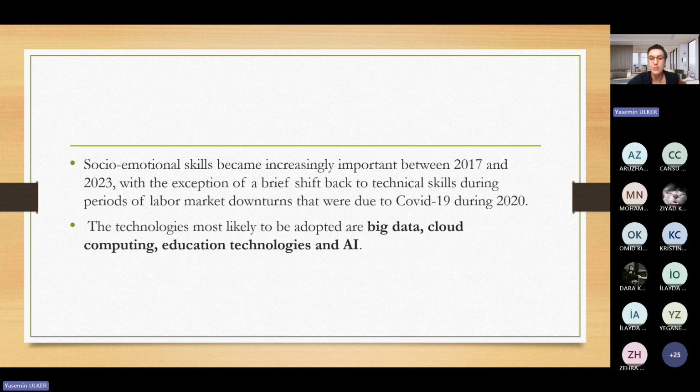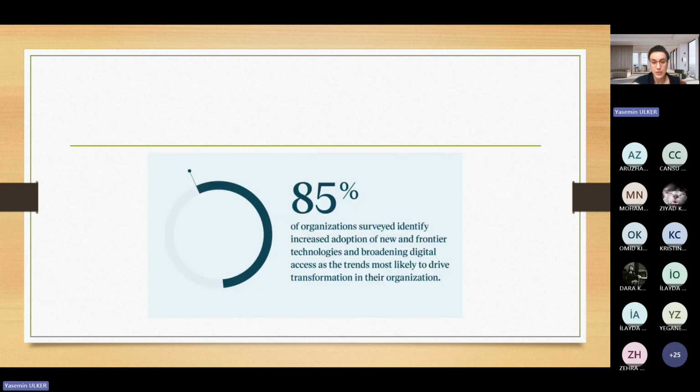Social emotional skills became increasingly important between 2017 and 2023, with a brief shift back to technical skills during the period of labor market changes that we all know, especially after COVID, which became a very important issue. So big data, cloud computing, education technologies, and AI. As we all know, these are new trends that we're going to use as well.